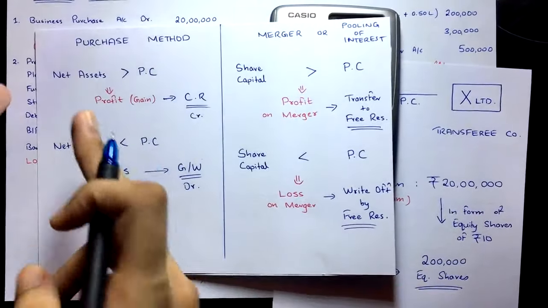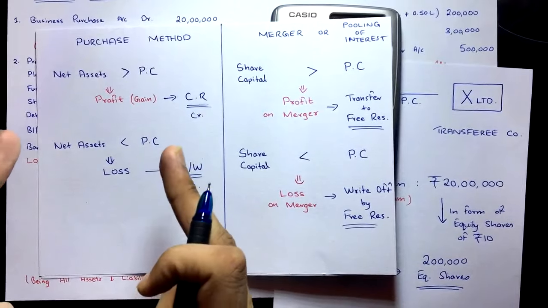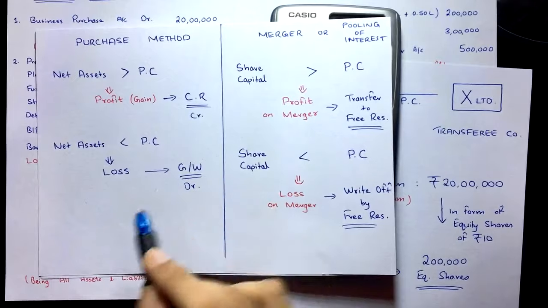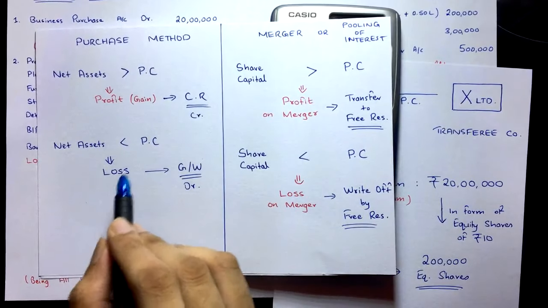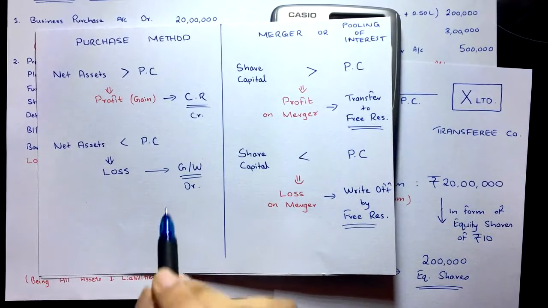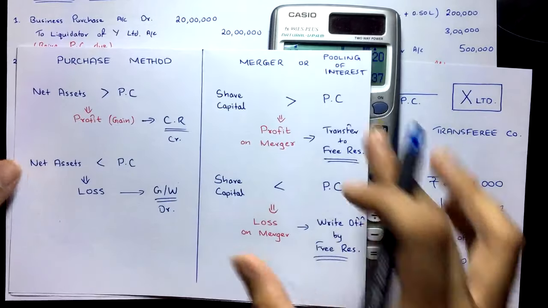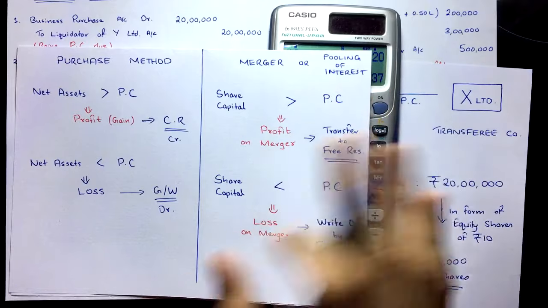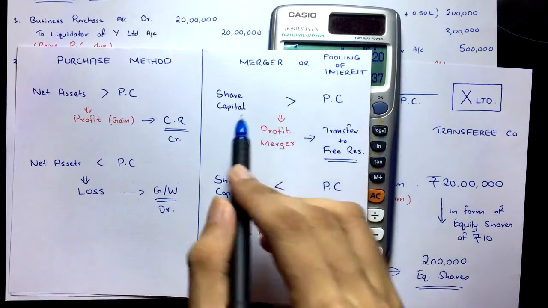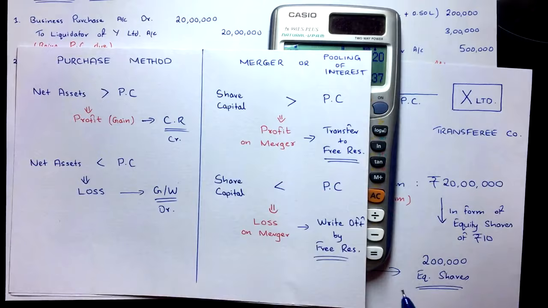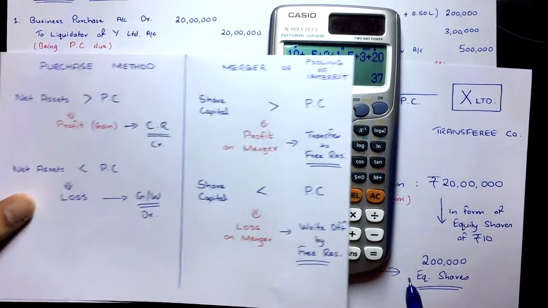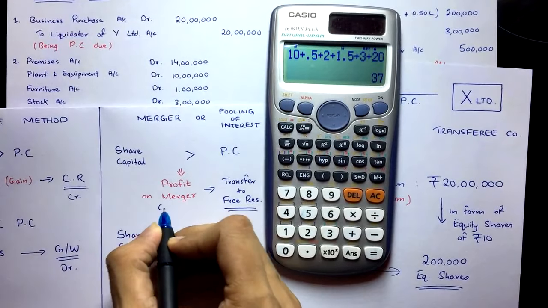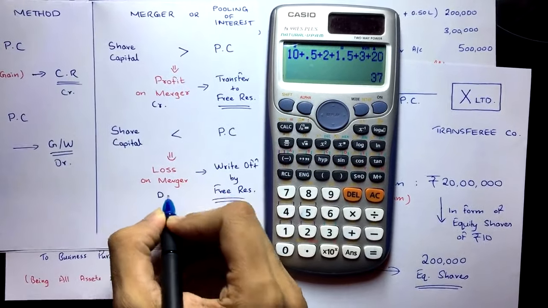Here, in purchase method, net assets and purchase considerations are compared. If net asset is more, it is called profit and it will be transferred to capital reserve. If net asset is less than PC, purchase consideration, then that's loss. We capitalize that with the goodwill account. And then in merger, we are also taking over all the reserves. So we cannot compare net assets and purchase consideration. We have to compare share capital and purchase consideration. Understood, right? So here this is credit balance and this is debit balance.